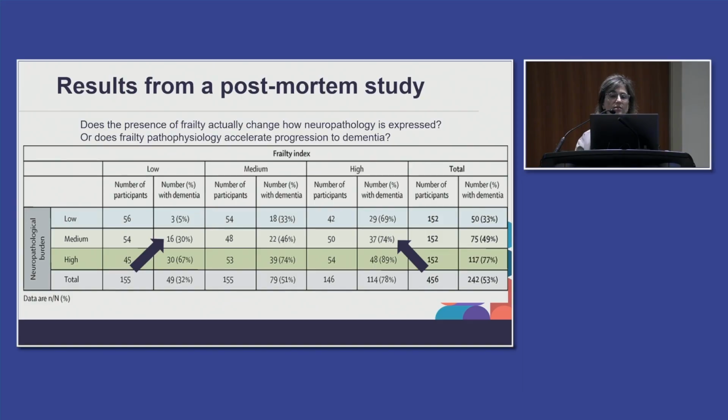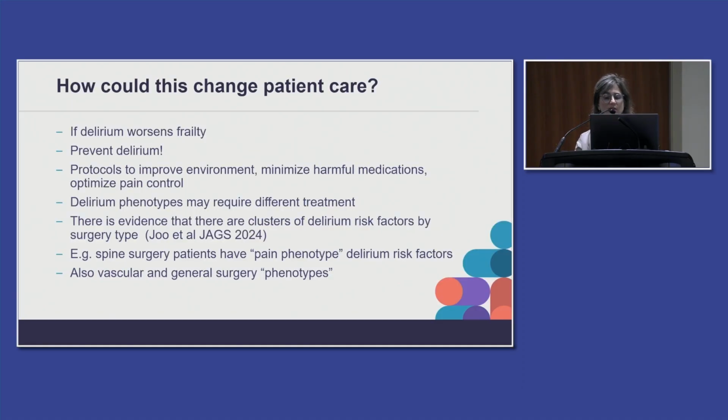On the right is higher frailty. And then this x-axis over here, this y-axis is neuropathologic burden. And so you can see in people who have a medium neuropathologic burden when they open their brains after they're dead, you can see that people who are not so frail, about 30% of them were judged to be demented. But people with the same neuropathologic burden, same thing going on in their brain, 74% of them were judged to be demented. And so, what's that about?